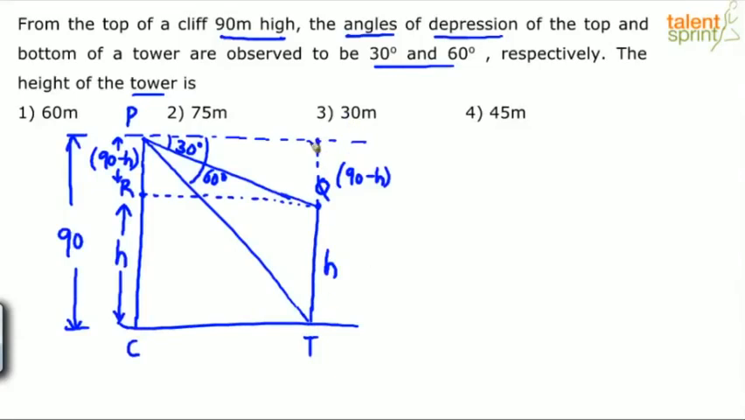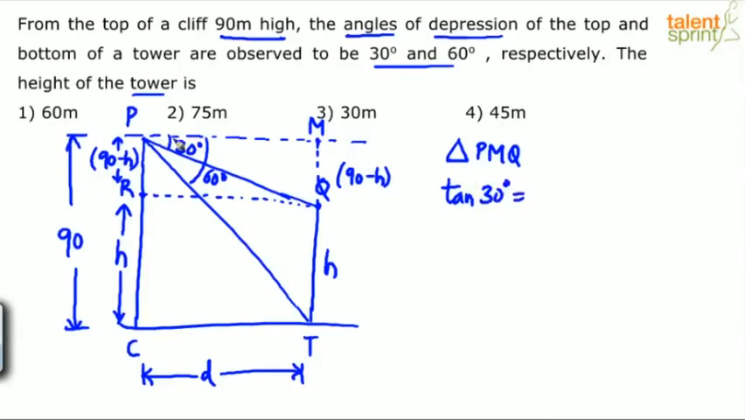Now let's take this point as M. In triangle PNQ, this is the distance between the cliff and the tower, right? So consider triangle PNQ. We can say tan 30 equals, what is tan 30? Opposite by adjacent, right? Tan 30, which is 1 by root 3, equals opposite side 90 minus H divided by adjacent side MP. MP is nothing but D. Yes or no? MP is equal to CT. So we can conclude that D is equal to root 3 into 90 minus H.